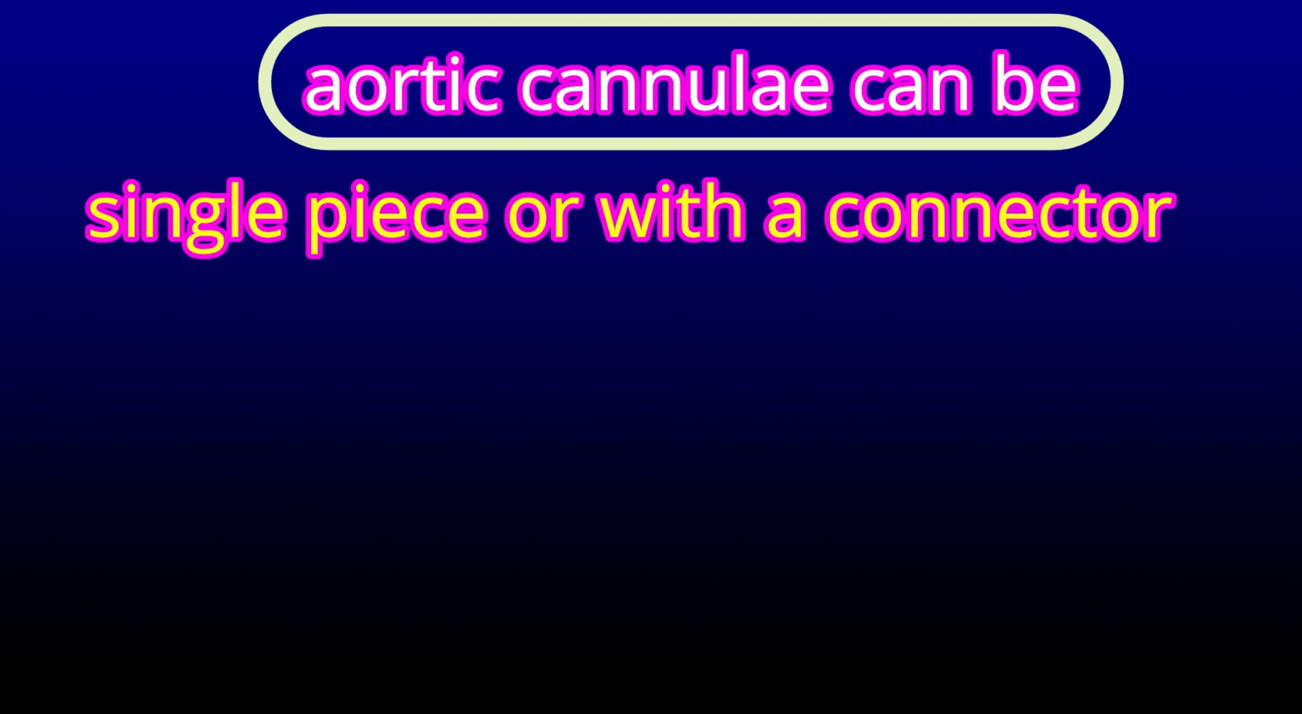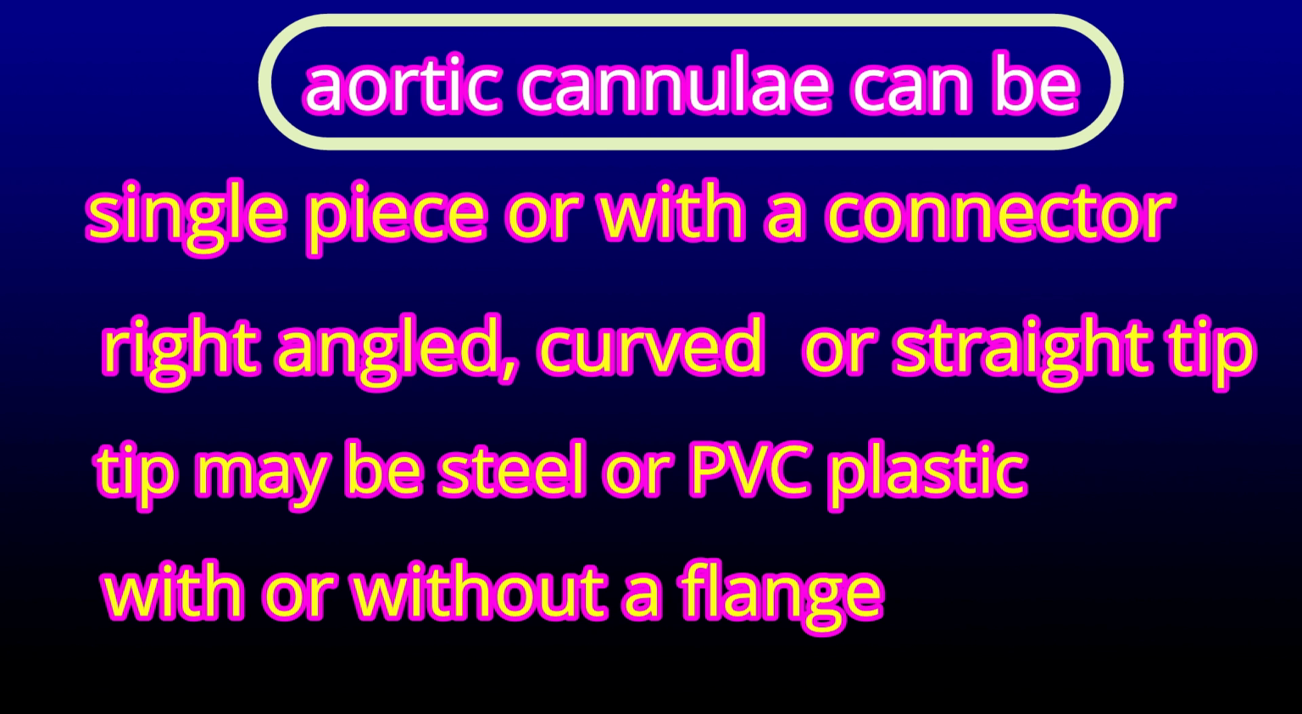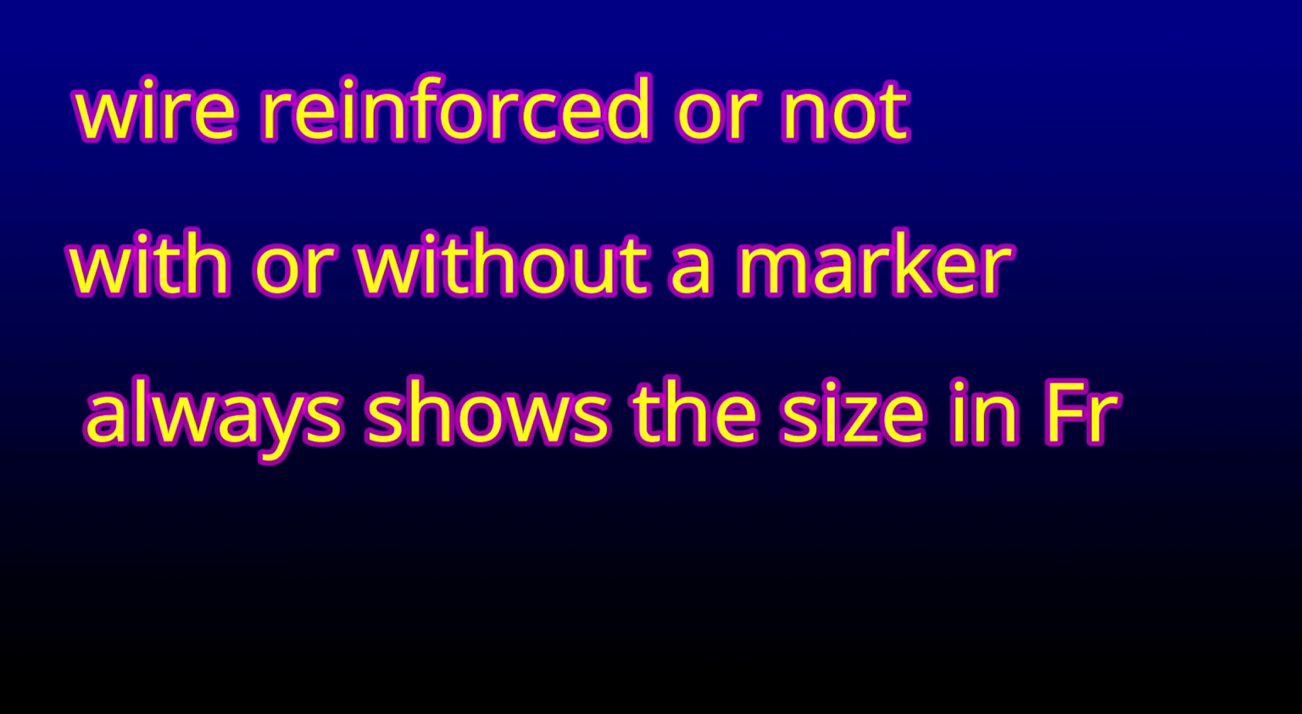Aortic cannula is usually described as something which is either a single piece or with a connector. It can be right-angled, curved, or with a straight tip. The tip may be steel or PVC plastic, and with or without a flange. It may be wire reinforced or just plain, with or without a marker that would show the direction of the tip, especially when the tip is right-angled or beveled or just curved. It always shows which way the tip has to be directed to allow flow into the arch.